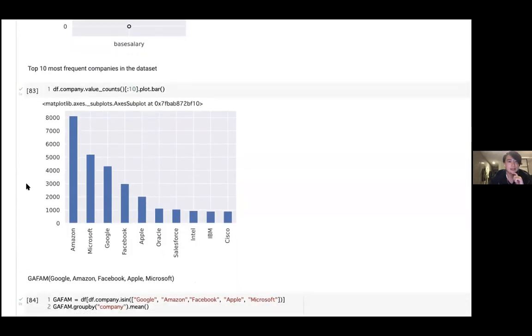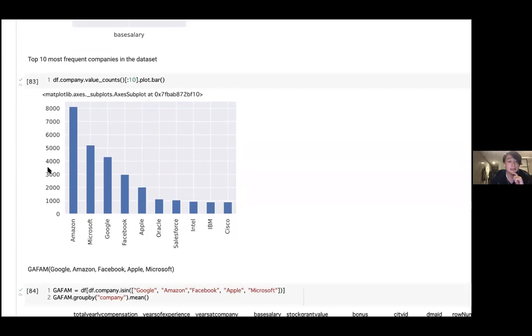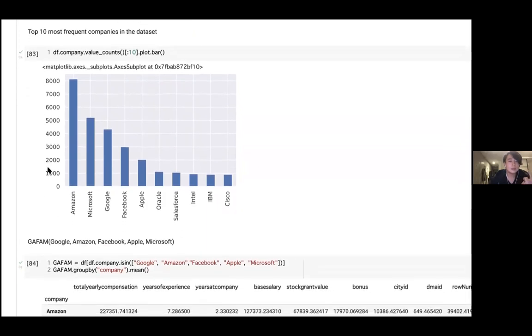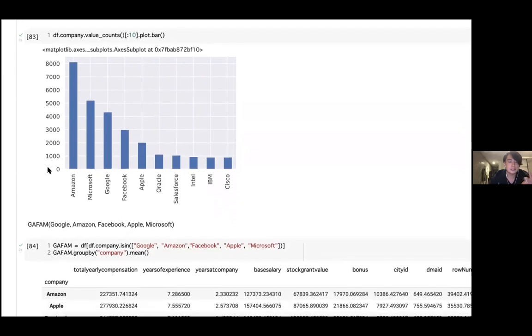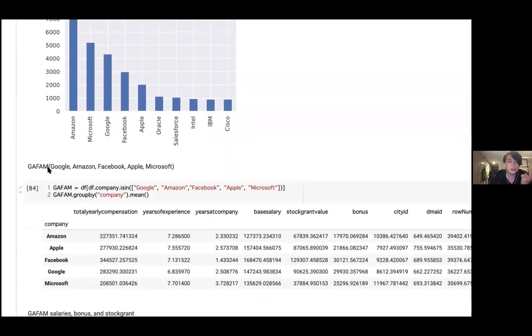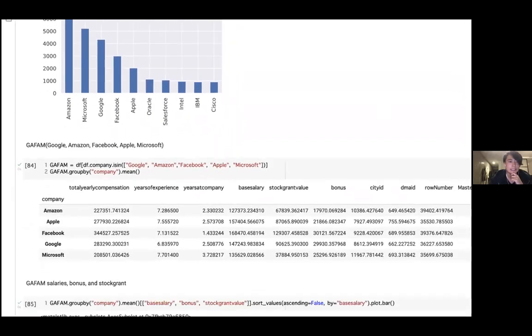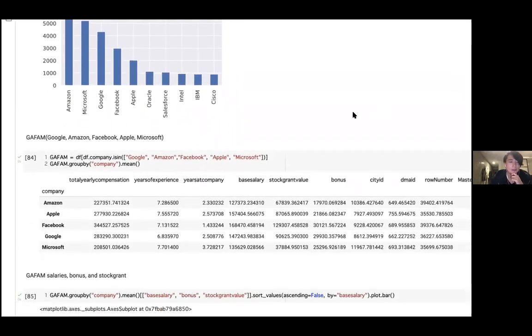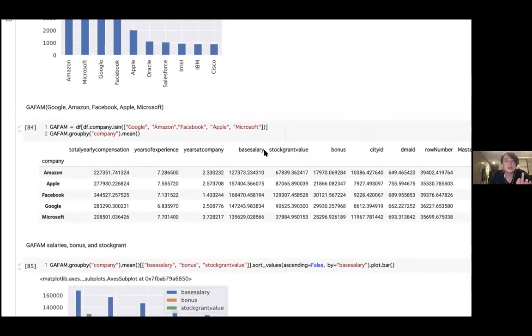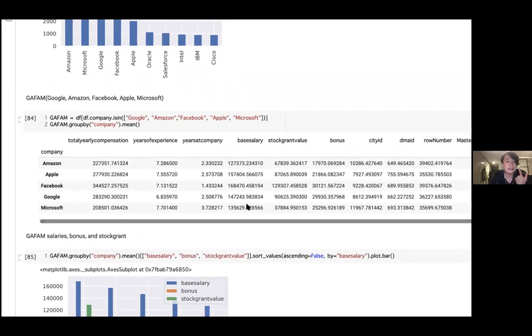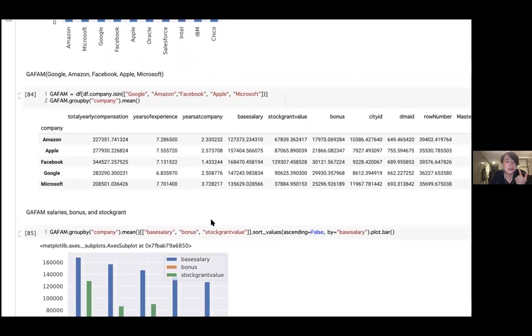The most frequent companies in this data set are Amazon, Microsoft, Google, Facebook, Apple, Oracle, Salesforce, Intel, IBM, and Cisco, well-known companies. Now I got interested to look at the data for the companies called GAFAM, or GAFA: Google, Amazon, Facebook, Apple, Microsoft, and I checked their data in the data set.